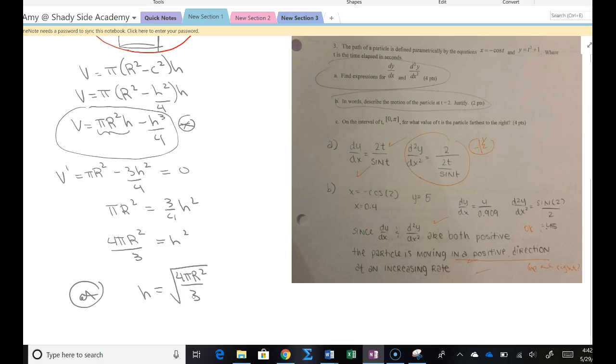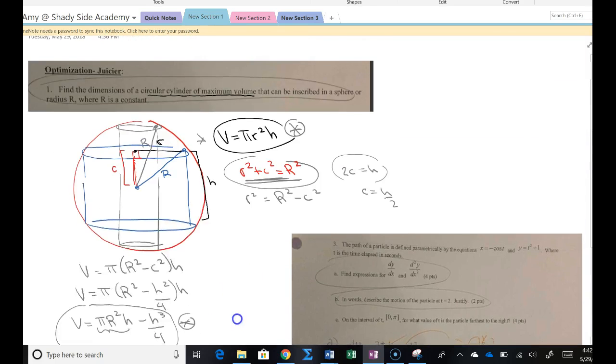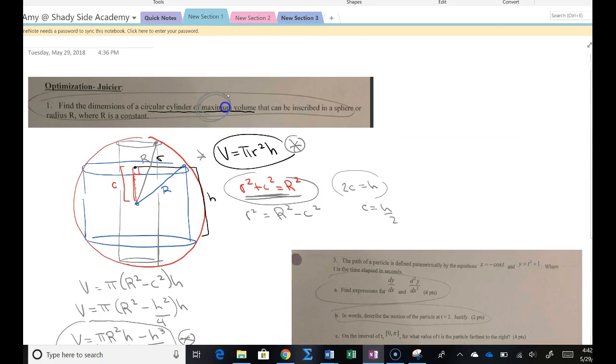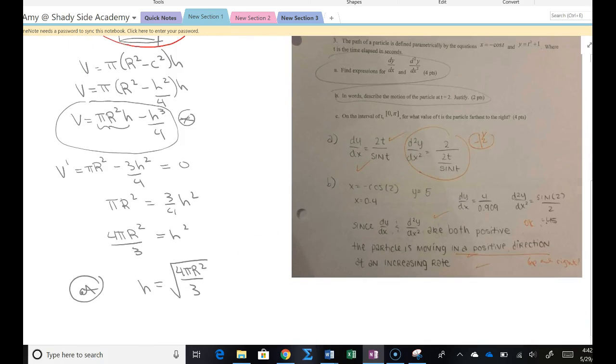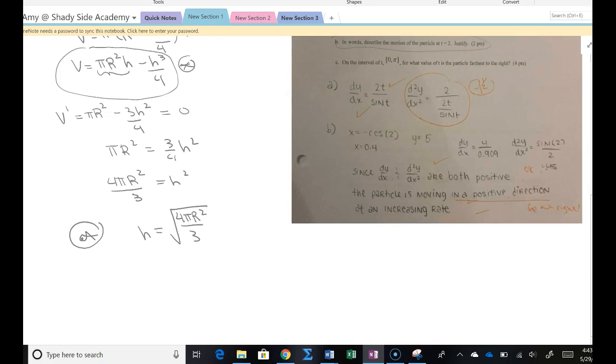Most people will forget that they haven't shown, though, that this critical point, when h equals this, V is a max, right? That's what we want. V is a max. Now let me ask you this question. If you had the choice to do the first derivative test for extrema or the second derivative test for extrema, what would you pick? I would absolutely pick the second derivative test for extrema.